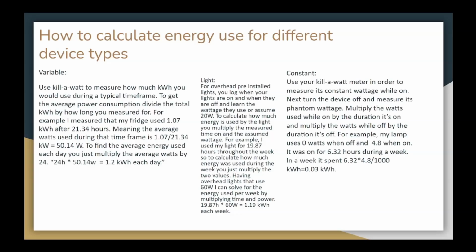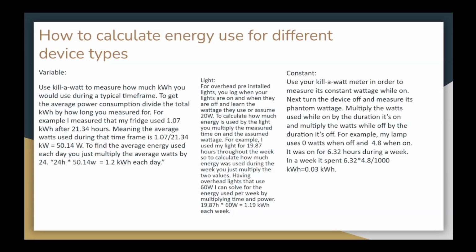How to calculate energy use for different device types. For variable device types, use a kilowatt meter to measure how many kilowatt hours you would use during a typical time frame. To get the average power consumption, divide the total kilowatt hours by how long you measured for. For example, I measured that my fridge used 1.07 kilowatt hours after 21.34 hours, meaning the average watts used during that time frame is 1.07 divided by 21.34 kilowatts, which equals 50.14 watts.